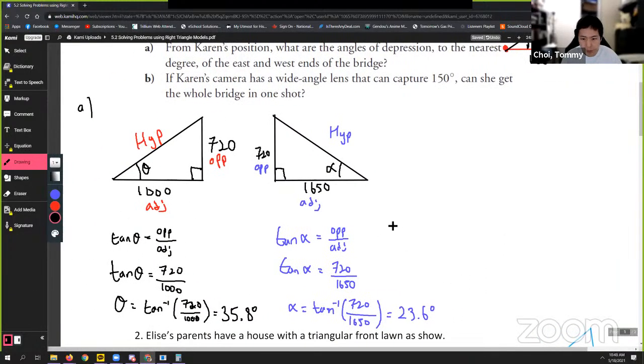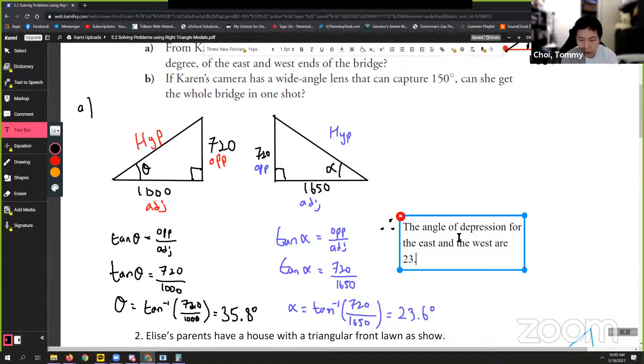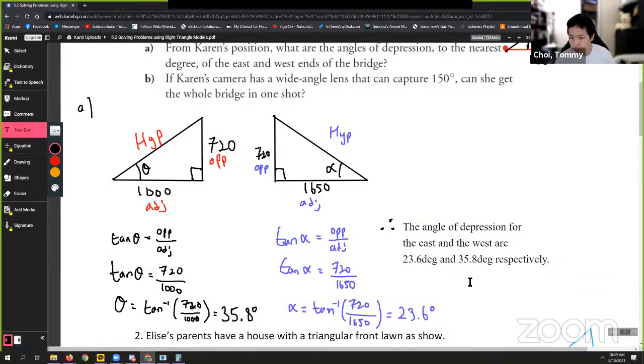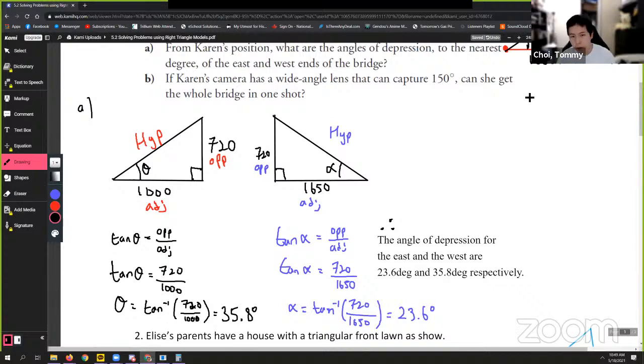So then we can write our therefore statement, like: therefore the angle of depression for the east and the west are 35.8 degrees and 23.6 degrees respectively. I can't write the degree sign, so I'm just writing degrees. Okay, so that would be your sentence. You can write the angle of depression for the east is this, angle of depression for the west is that. I just put it into one sentence, so if you would like to do that, you may. So that would be part A.